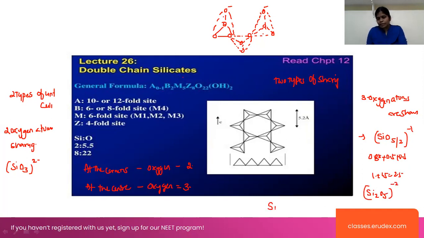Whenever you are taking N units, then the formula changes to Si2O5 to the power of minus 2N, and here it is N. This is the double chain silicates here. In this case of the double chain silicates, we will get the 2 units.